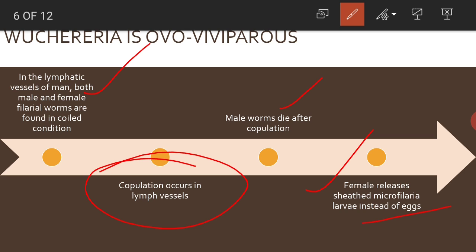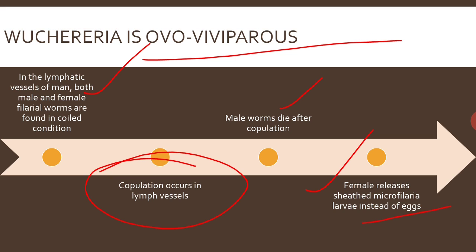If any organism produces or lays eggs, it is called oviparous. If any organism gives birth to young ones, it is called viviparous. But here, this Wuchereria bancrofti is neither releasing eggs nor releasing young ones, but it is giving birth to larval stages, especially microfilaria larvae. So, as it is giving birth to the larval stages instead of young ones or eggs, it is called ovoviviparous. So, this is the reason why Wuchereria bancrofti is called ovoviviparous in nature.